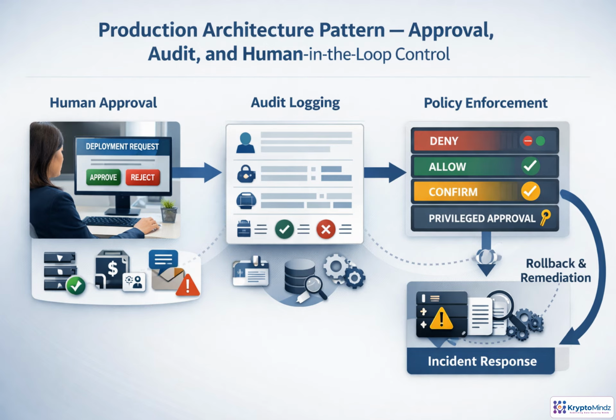High-risk agent actions should never be treated like ordinary API calls. Before a deployment, billing change, customer message, or destructive operation runs, the request should pass through a policy check. Low-risk actions may be allowed automatically. Riskier ones may be denied, require user confirmation, or require privileged approval. Every step should create a durable audit trail: who initiated it, which AI client acted, what tool ran, the inputs, outputs, time, and final decision. And because mistakes still happen, production systems need rollback, remediation, and evidence for post-incident investigation.